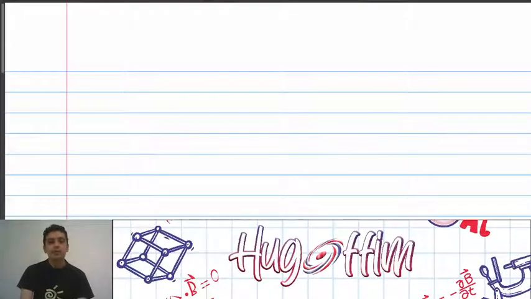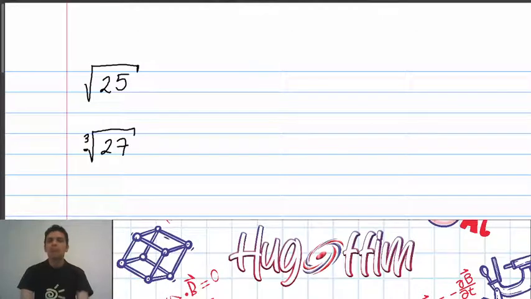Okay, to understand how we can represent roots as rational exponents, what you need to think is how to determine the square root of a number like 25, or how to determine the cubic root of a number like 27.